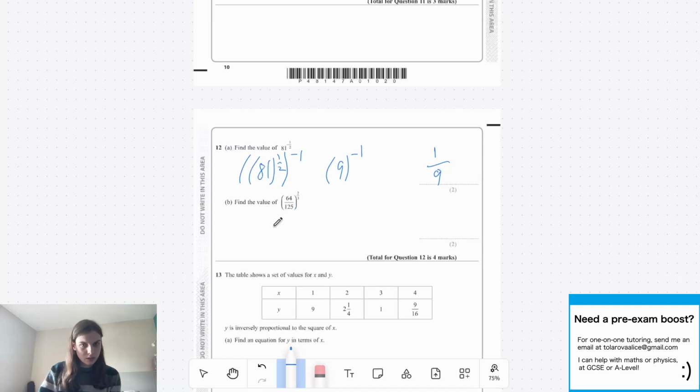Then let's find the value of this. Similar question. Let's do the same trick here. First, let's do a third, and then let's get that squared. So taking a cube root of a fraction will just be cube root of the top and cube root of the bottom. So 64 cube rooted is 4, 125 cube rooted is 5. Let's square that. That's going to be 16 over 25.